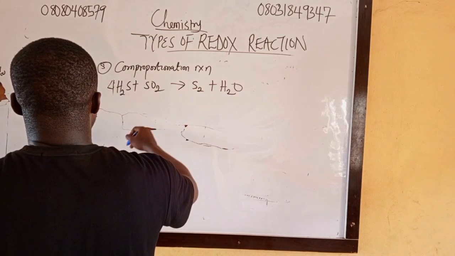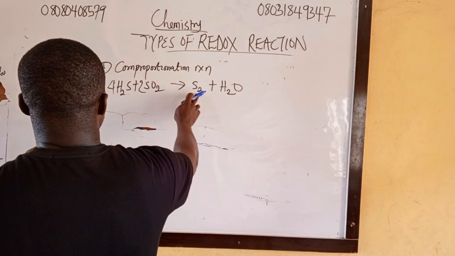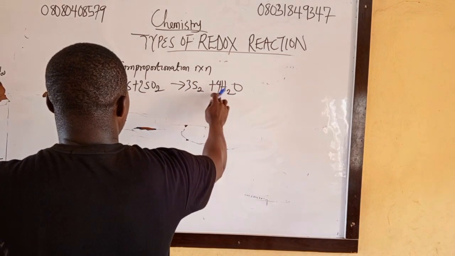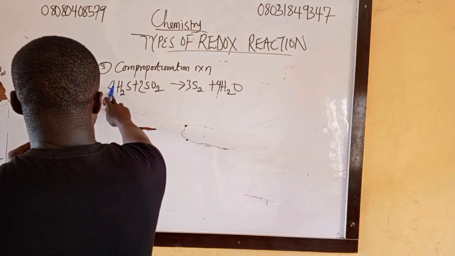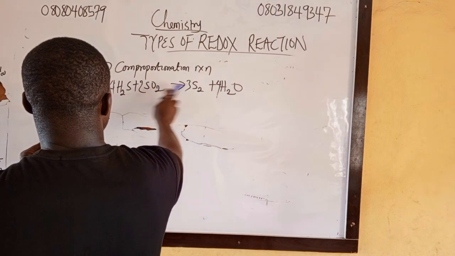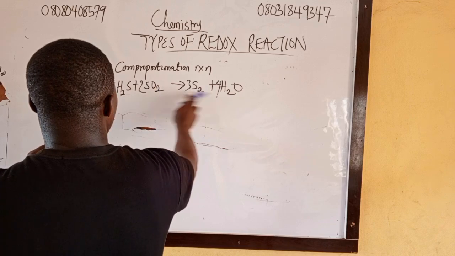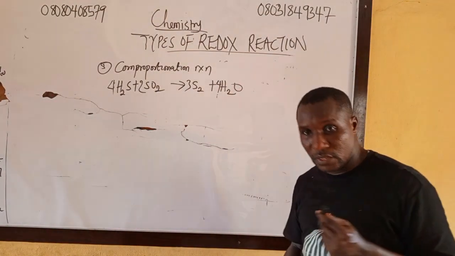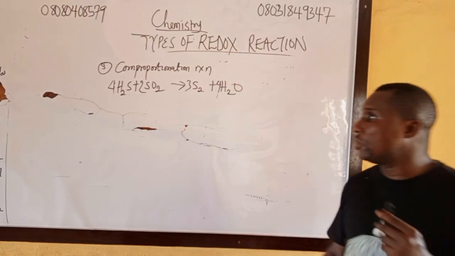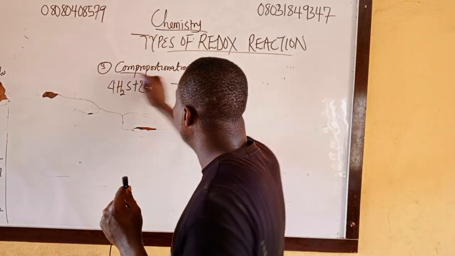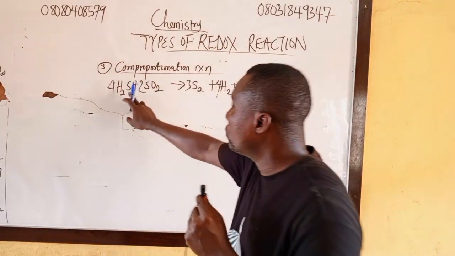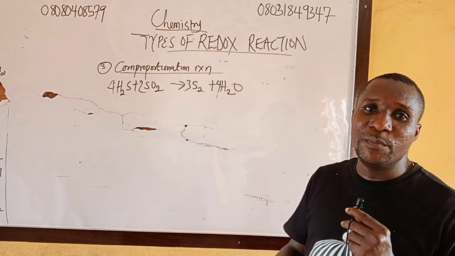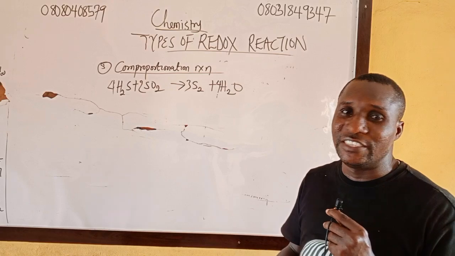Put 2 here, 3 here, and 2 here. The equation is balanced. Then this is a disproportionation reaction. That means you have an element in a compound which acts as both reducing and oxidizing agent.